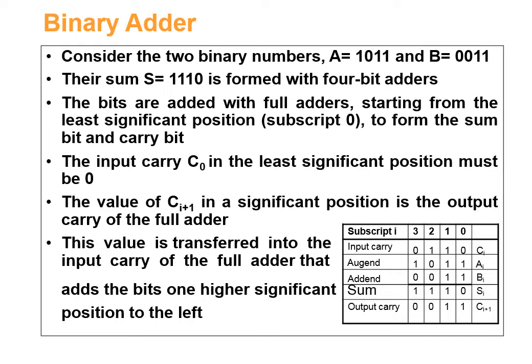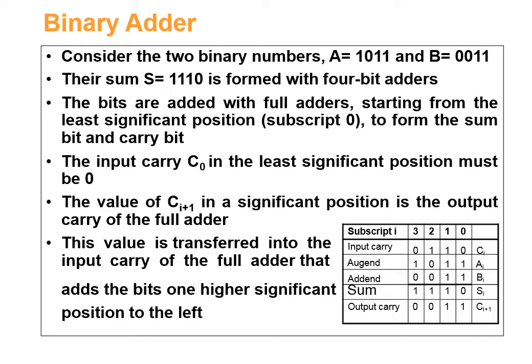We want to add A and B, and the sum goes into S and the carry goes into C. Ci+1 means output carry. When we add the first two bits 1 and 0, it generates 1... When we add the first two bits, the result is a sum bit 0 and a carry 1. 0 goes into the sum bit and 1 goes into the carry bit. In the next position we add three 1 bits and it generates 1 1 as the output. Sum bit becomes 1 and carry bit becomes 1.